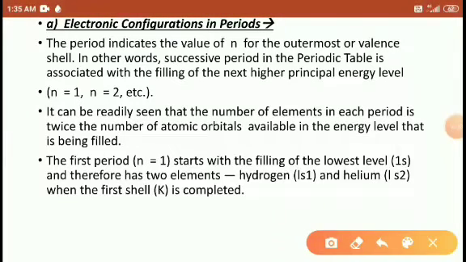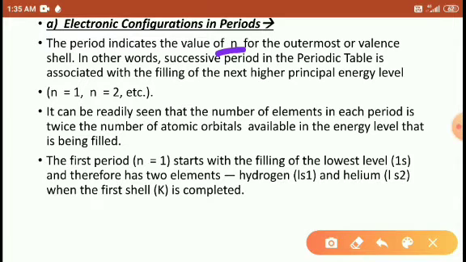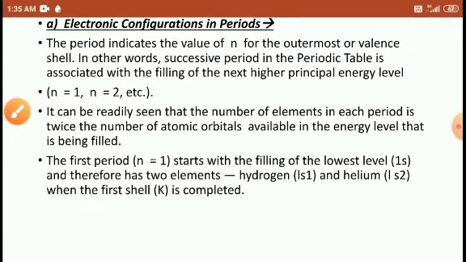Dear students, in the periodic table, the period indicates the value of n for the outermost or valence shell. The periodic table indicates the n for the outermost as well as the valence shell electrons, and the period is associated with the filling of the next higher energy level.